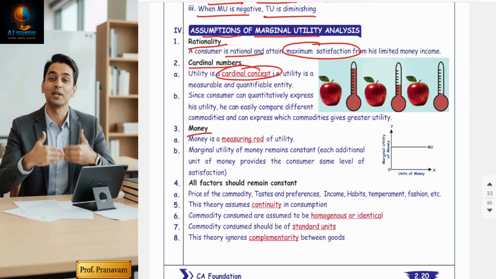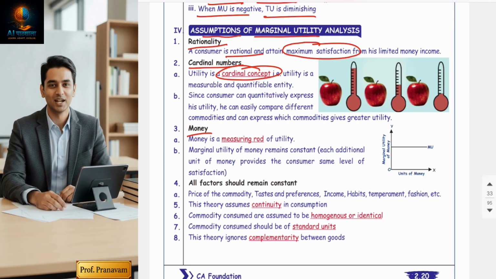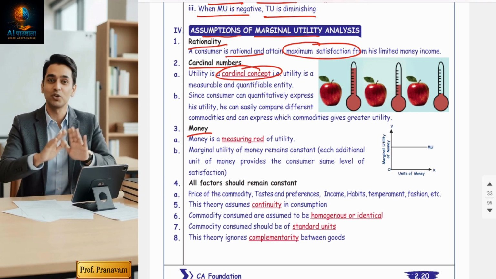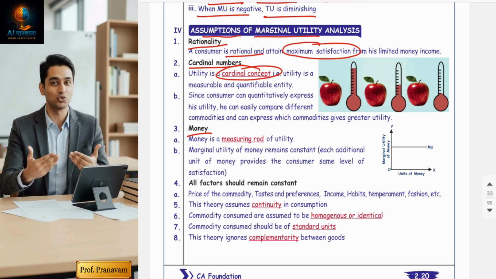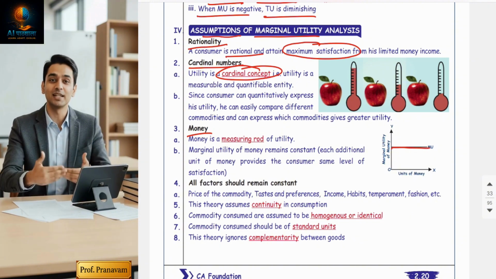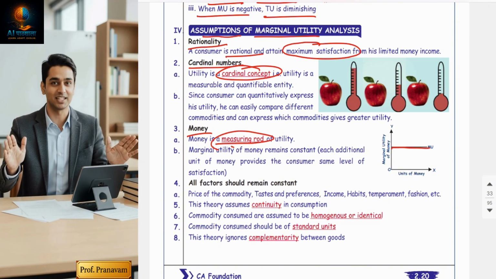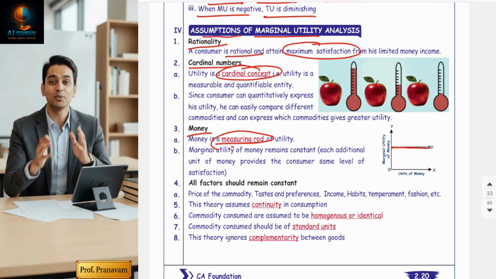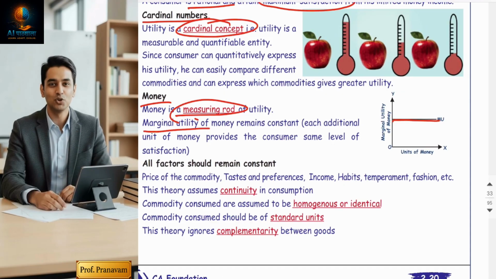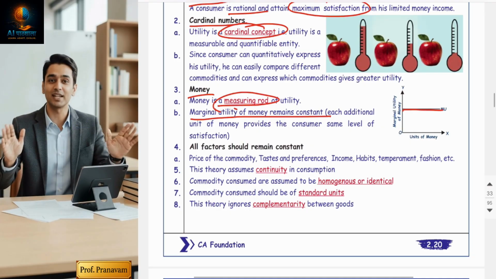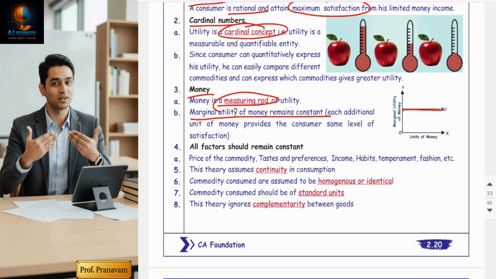Next is money. Friends, to derive satisfaction, nothing is freely available. You have to purchase it, you have to spend money. But over here, the marginal utility of money is assumed to remain constant, meaning no inflation, no deflation, because it affects my buying quantity. Am I correct? So money is a measuring rod of utility, obviously, but in this theory we have assumed that the marginal utility of money should remain constant. Practically it is not possible actually. That's why it is an assumption.